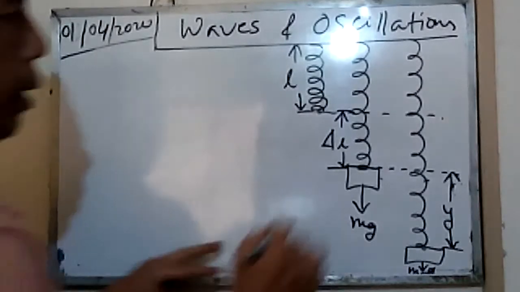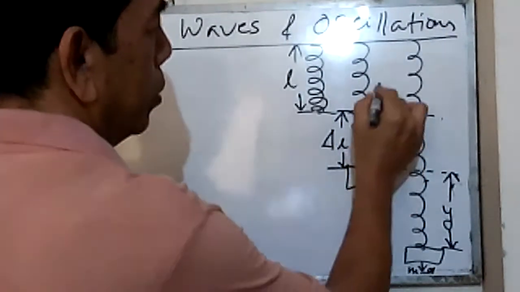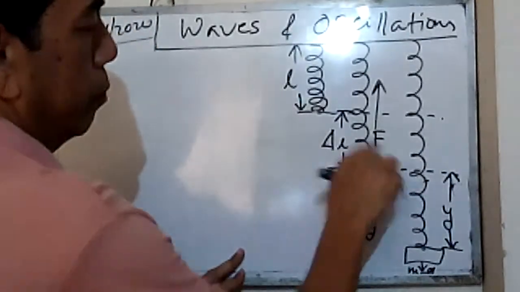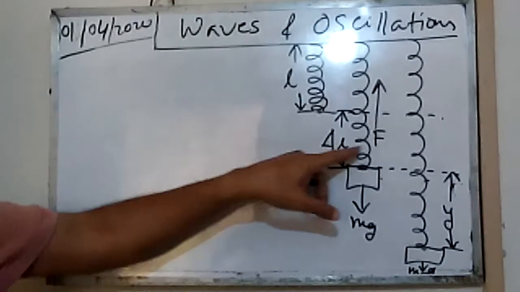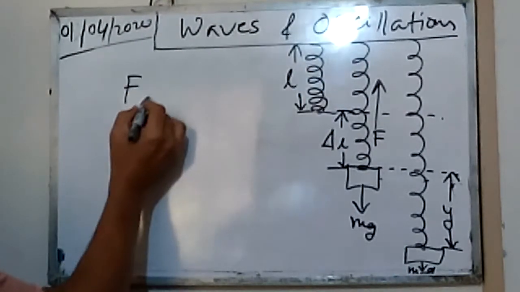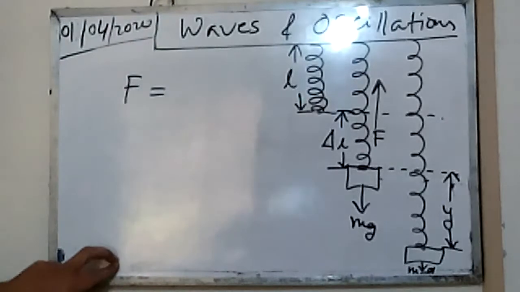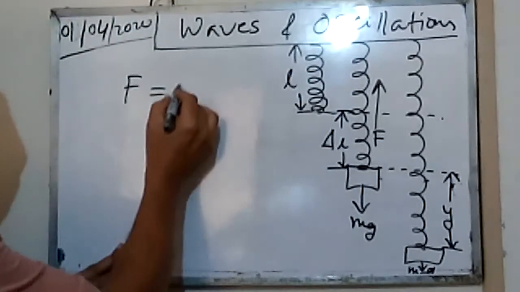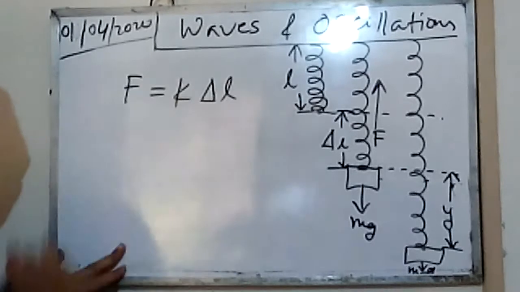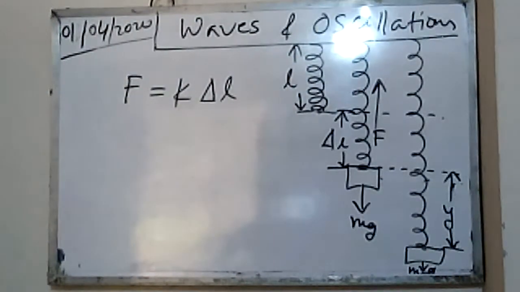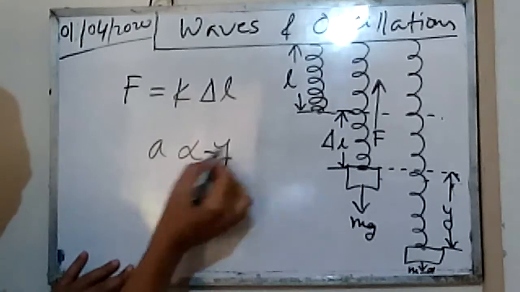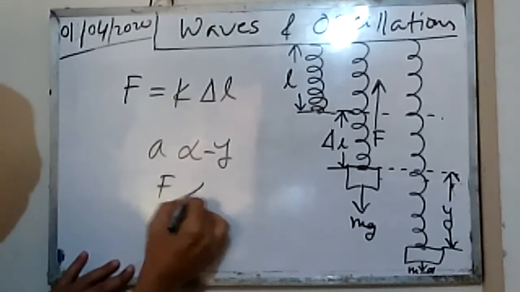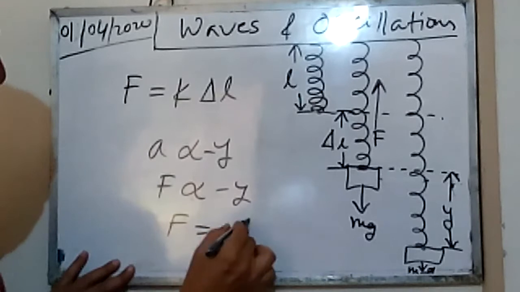Therefore the force F equal to K del L. From the characteristics of simple harmonic motion, we got A proportional to minus Y. That means F proportional to minus Y, F equal to minus Ky.